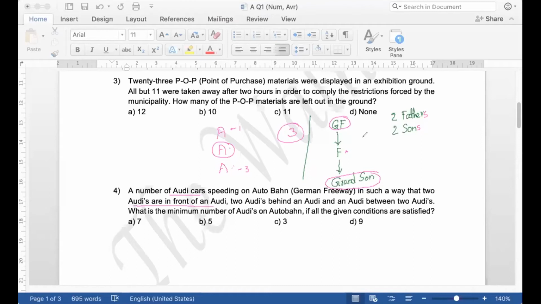So, well, 2 fathers and 2 sons, the minimum number we can have is 3. Well, maximum number, you can have any number. That's not our case. Our case is what? The minimum number. We need to find out the minimum number.